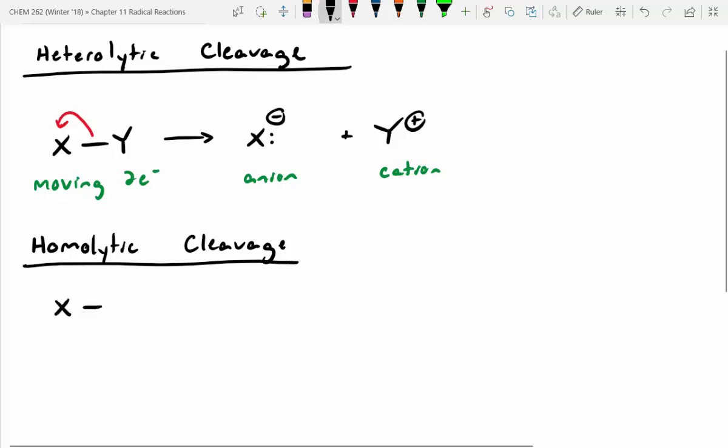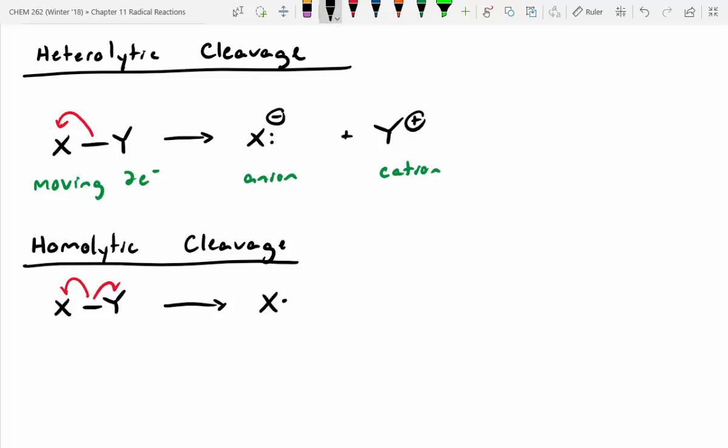So we've got X and Y. And when you move one electron, you need to be very careful with your arrows. Instead of a two-headed arrow, you have a one-headed arrow, indicating one electron is moving to Y, and then the second electron is moving to X. To show this, we need X with one electron, and then Y with one electron. And this time we refer to these as radicals.